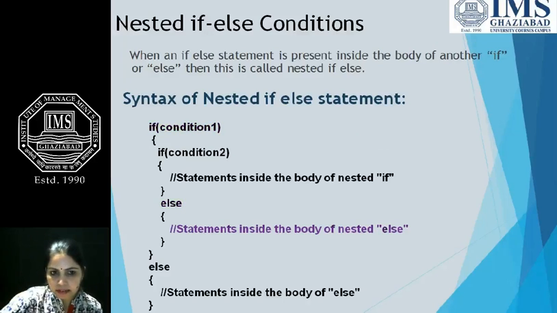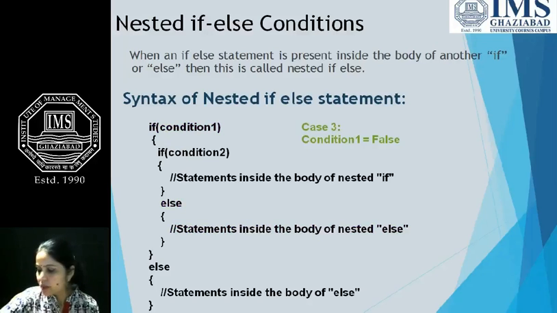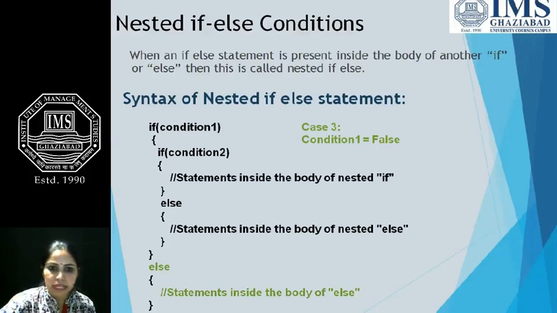Now I have my third case where condition 1 is false. Since condition 1 is false, we are not bothered about whether condition 2 is true or false, because I have to use only my condition 1 here. If condition 1 is false and condition 2 is true, then also it would move to the else part. If condition 1 is false and condition 2 is false, then also it moves to the later else part. That means in this particular case, if my condition 1 is false, the if block would not be executed. The control would directly move to this else part, and the statement inside the body of the else would be executed.